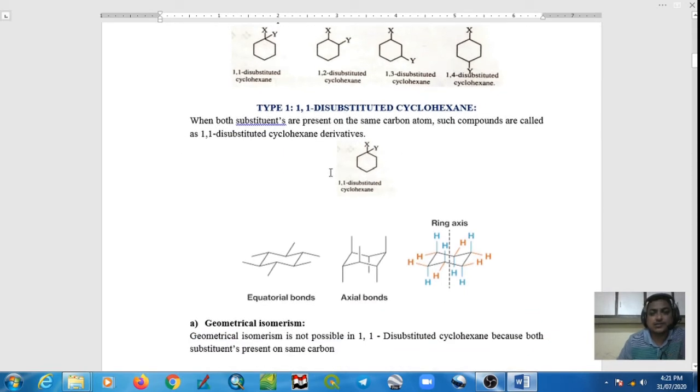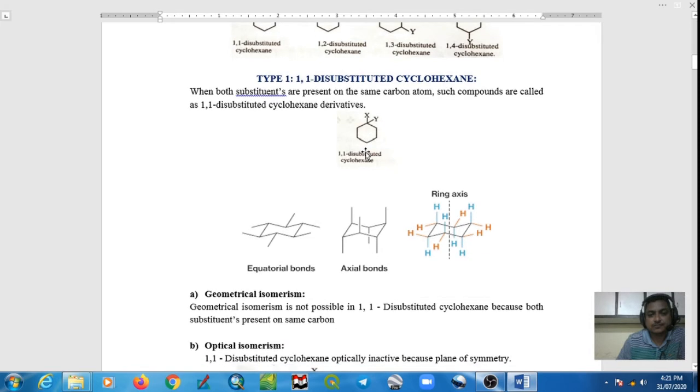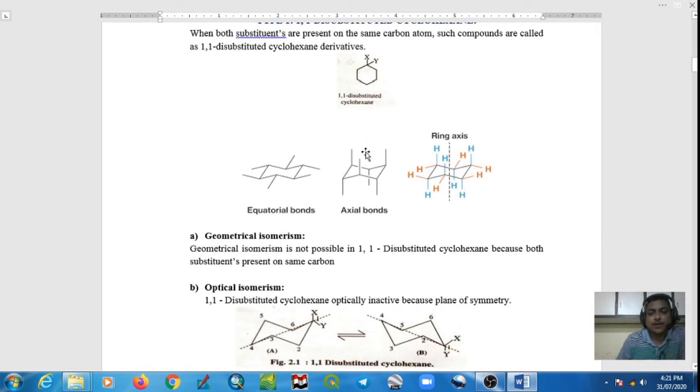So what is meant by 1,1-disubstituted cyclohexane? When both substituents are present on the same carbon, such a compound is called 1,1-disubstituted cyclohexane. There are 12 hydrogens on cyclohexane. Out of that, 6 are equatorial and 6 are axial hydrogens. So these are the equatorial hydrogens, these are the equatorial hydrogens, these are the axial, right? This is the difference between equatorial and axial hydrogen.